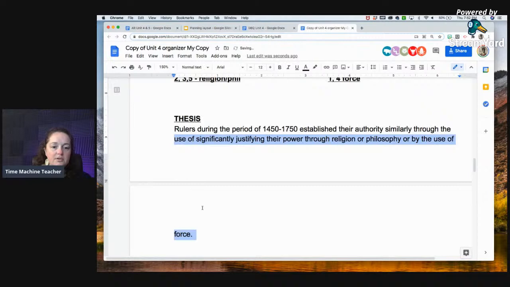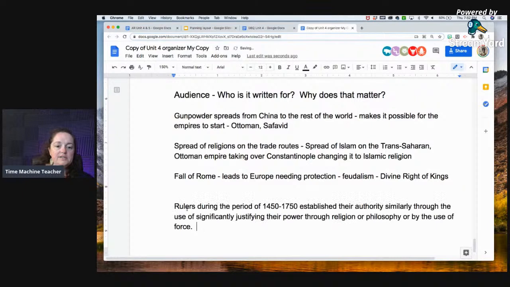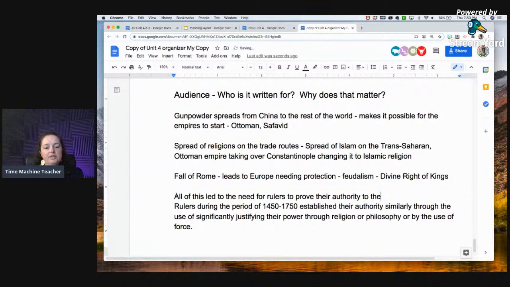There we go. Put it down there under context. You're going to tie that in to your thesis. So we'd have a tie-in sentence, which would be something like, all this led to the need for rulers to show their authority, or prove their authority, that's better. To prove their authority to their subjects. That ties the context into the thesis. Does that make sense?